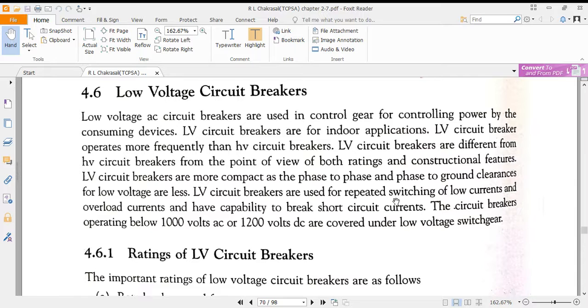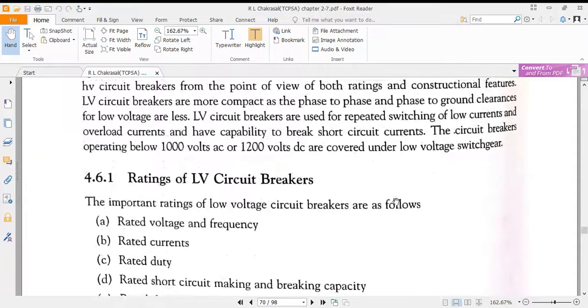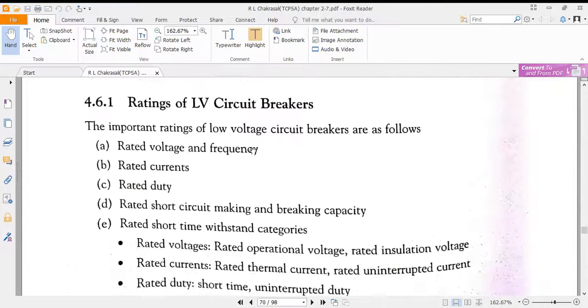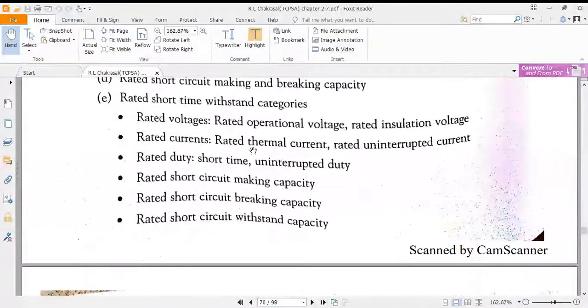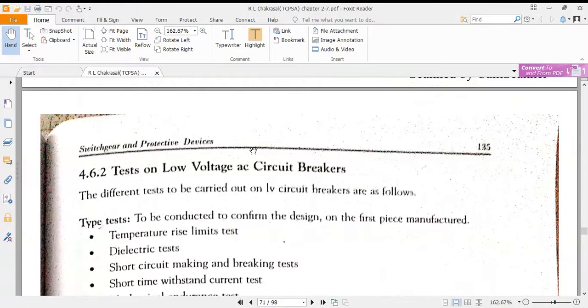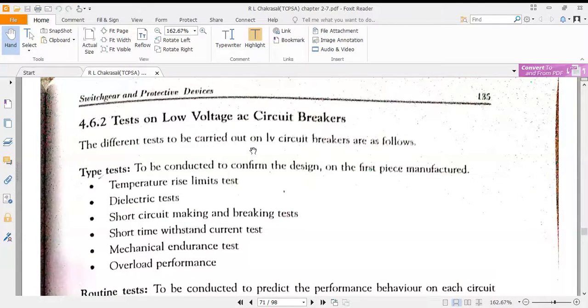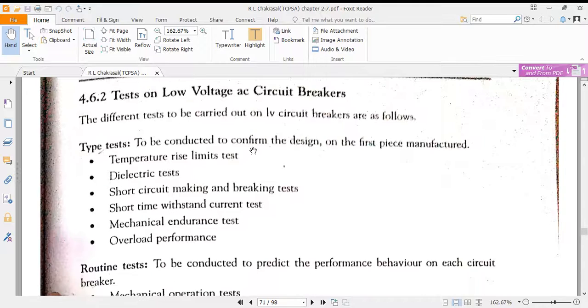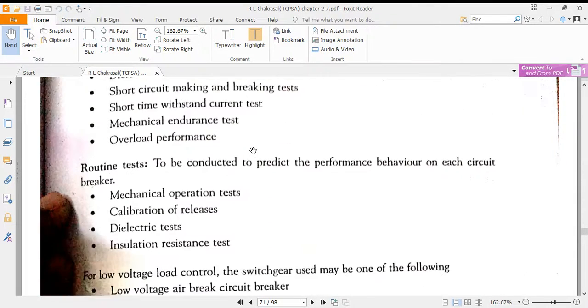Then there are low voltage circuit breakers, generally in the range of 1000 to 1200 volts, and all other things remain same. So I'm not going into it. Tests on low voltage, they are again the same. Tests are same whether it is a low voltage or high voltage. Type test, routine test.